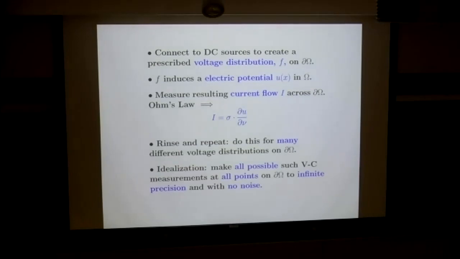Okay, so an idealization of this, the kind of idealization that mathematicians do all the time, is we think of doing all possible such voltage to current measurements. We do this at all points on the boundary, to infinite precision, with no noise. Of course, this is highly unrealistic, but at least to get in the door mathematically, this is what we do. Each of these simplifications, of course, can and should be, and has been, addressed. And this is one of the reasons why the Calderon problem is so ill-posed: when you start relaxing any of those conditions, the reconstructions become much, much worse.